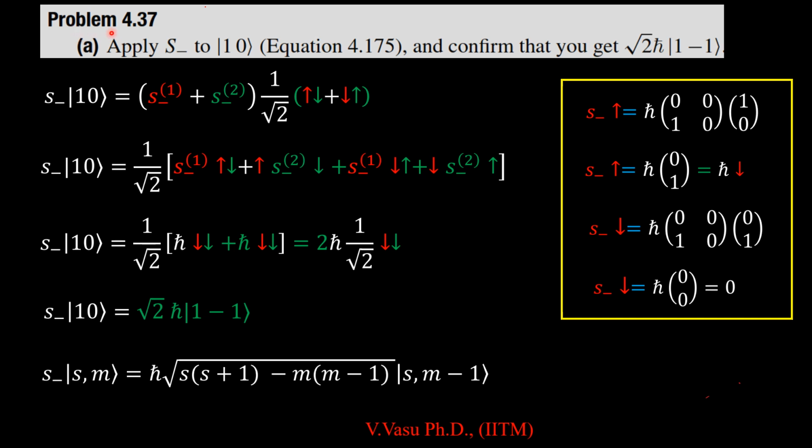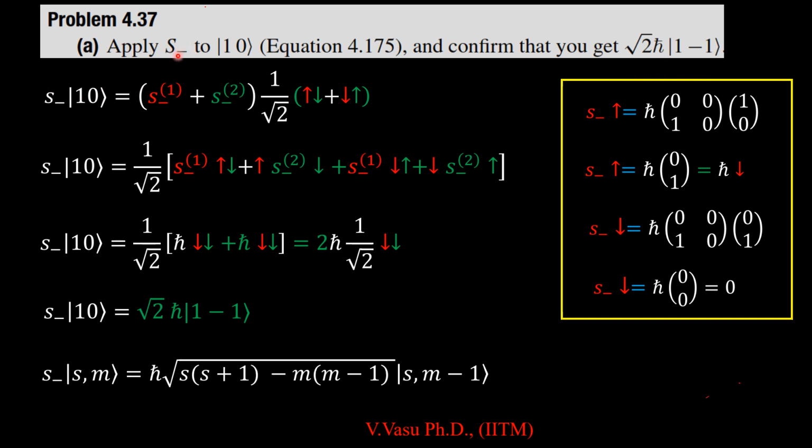Today we will solve problem 4.37 of Griffiths, third edition, Introduction to Quantum Mechanics. This problem consists of three parts. Part A is: apply S minus to the ket vector 1 0 and confirm you get square root of 2 h-bar, ket 1 minus 1.